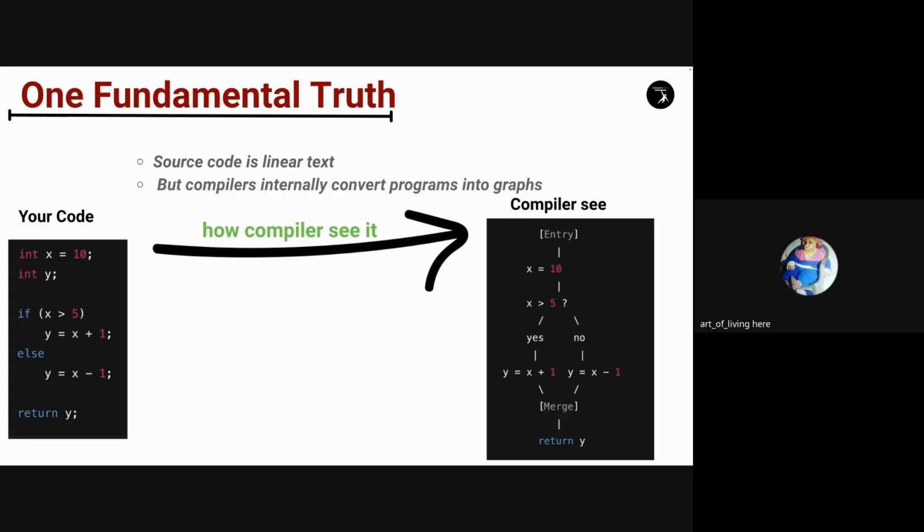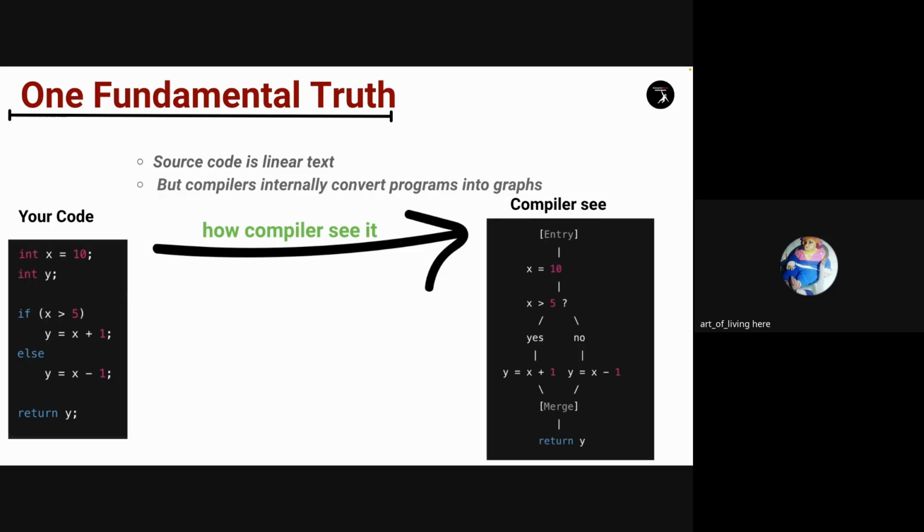Or it's wrong, what I said. What is the code? If x is greater than 5, then what to do? Increment the y, right? If x is less than 5, then decrement the y. So similarly, if you see on your right-hand side, there is one image showing how the compiler will see it. The compiler will create a CFG out of it, a control flow graph.